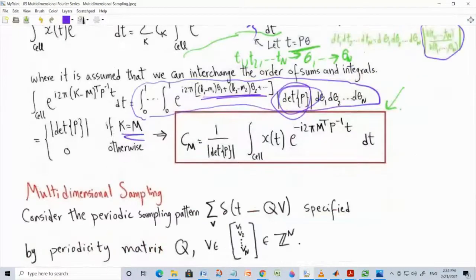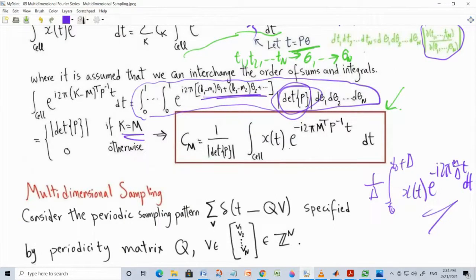So this is a generalization of this formula, 1 over delta, integral from t0 to t0 plus delta of the function in 1 dimension, e to the minus i 2 pi m over delta t dt. This nice thing now becomes this thing. It's an integral. In one dimension, we say that we integrate over a period. You start your integration somewhere, and you move by a period. Here, the way of saying it is that we will integrate over a fundamental parallelepiped, or a fundamental cell.